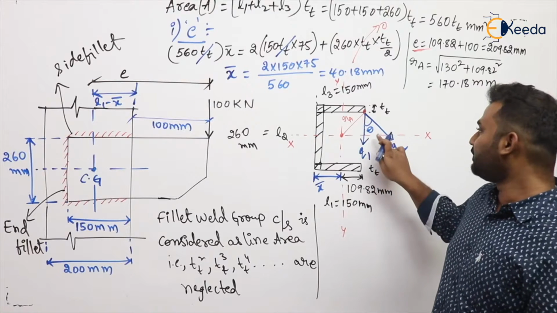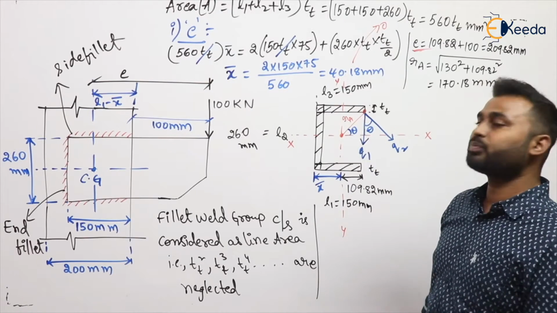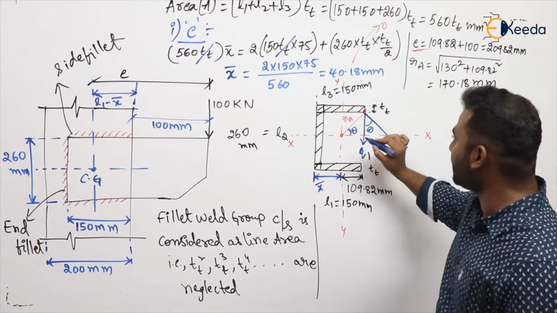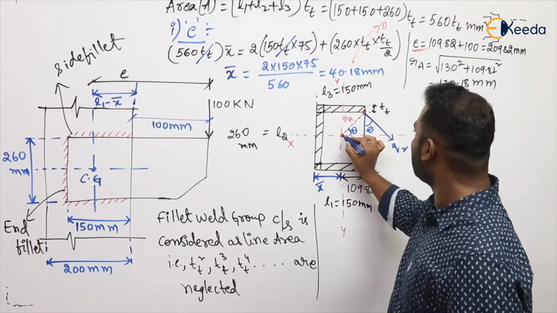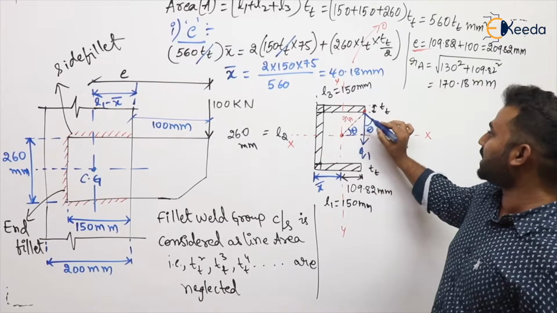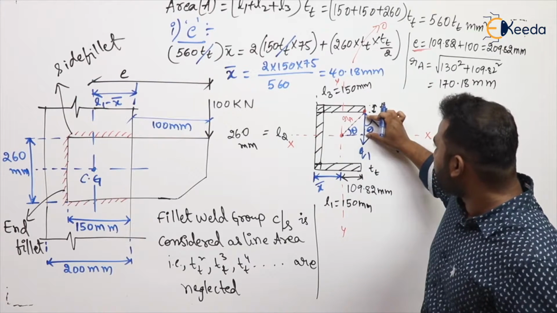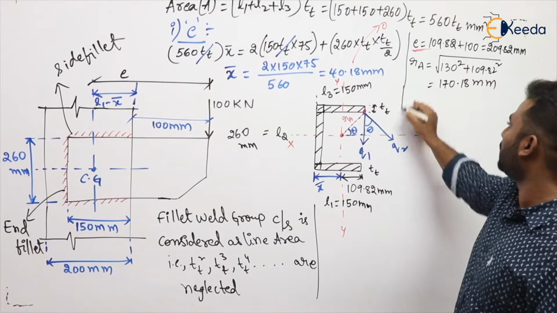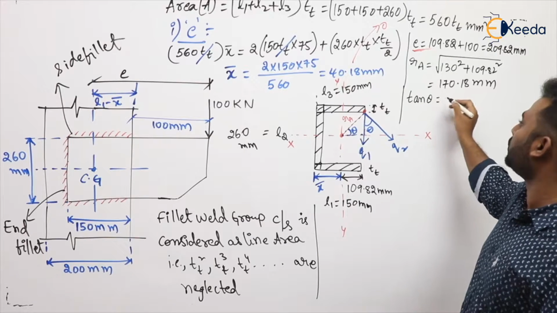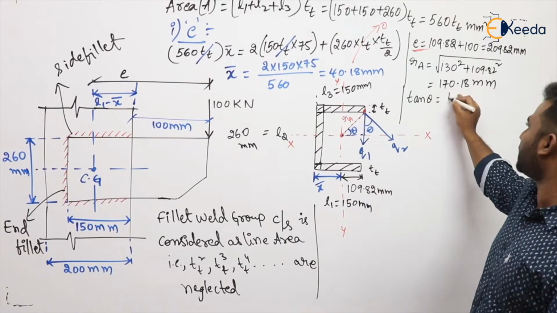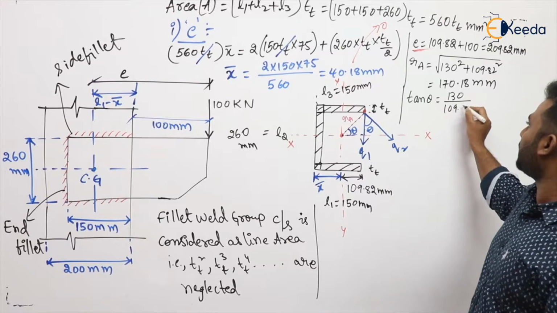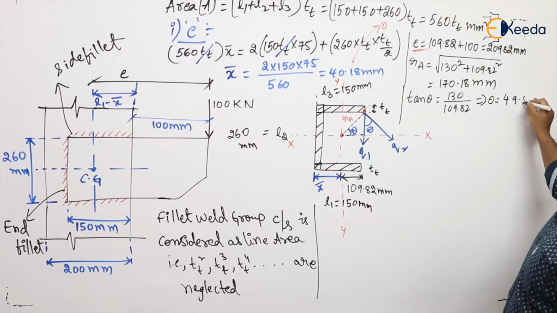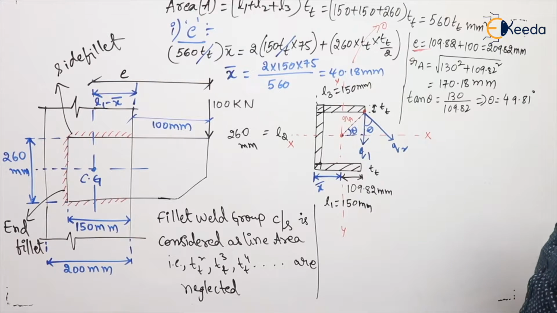From simple geometry, if this is theta, then this is also theta. So consider this triangle. In this triangle, this is the opposite side and this is the adjacent side. So now tan theta, what is the formula for tan theta? Tan theta is equal to opposite side by adjacent side. What is the opposite side? Half of the length, 130. And what is the adjacent side? 109.82. So upon simplifying, we are going to get theta as 49.81 degree. So these are the required things.